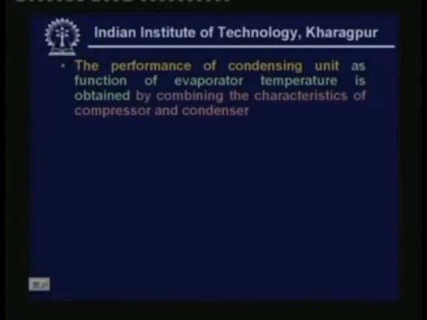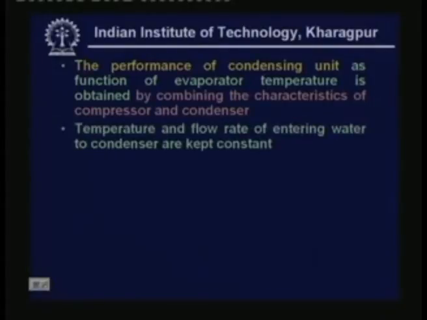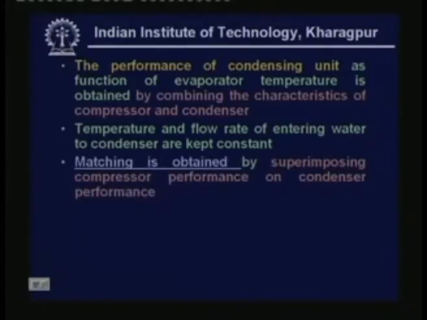So, the performance of the condensing unit as a function of evaporator temperature is obtained by combining the characteristics of compressor and condenser. Temperature and flow rate of entering water to the condenser are kept constant. So, here what we are assuming is the inlet water temperature and the flow rate of cooling water both are constant, and matching is obtained by superimposing compressor performance on condenser performance. Let me show this.